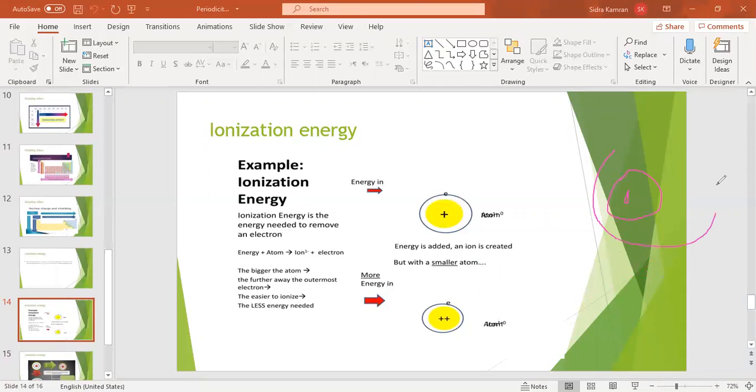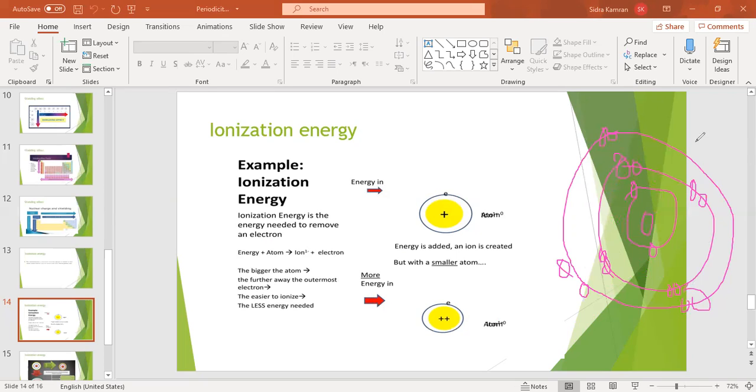First shell. Potassium has atomic number 19. The first shell has 2 electrons, the second shell has 8 electrons, the third shell has 8 electrons, and the last shell, the fourth shell, has 1 electron. So this is a bigger atom.